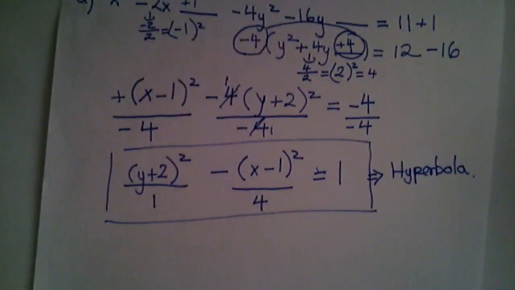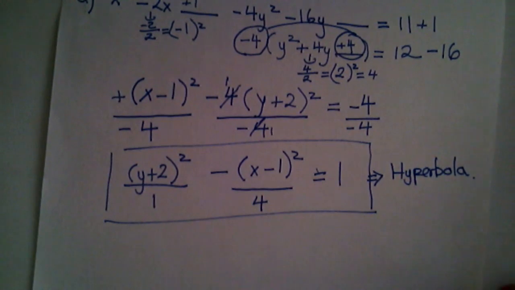Right, hyperbola. So here we've completed the square, we've found that it's a hyperbola. We're going to also draw the hyperbola in a second. So that was 3a. Let's have a look at 3b, and then we'll get on to doing the graphs. Looks a little bit more complicated, but really isn't.